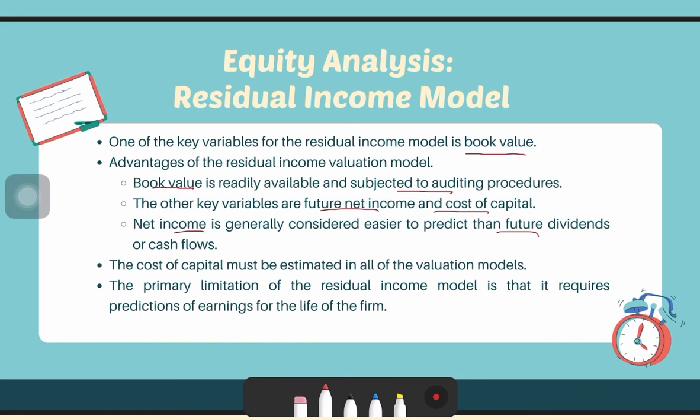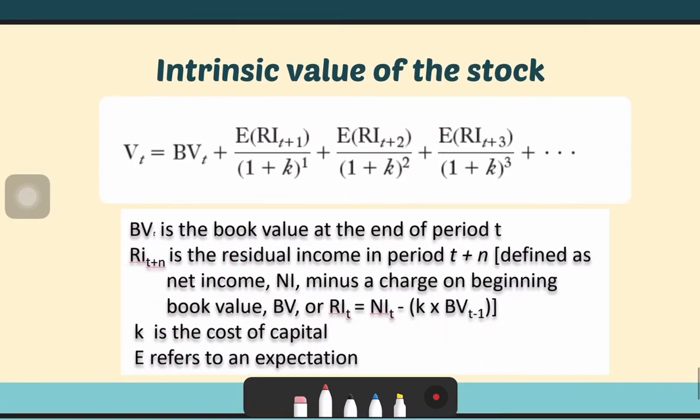Okay, and then the cost of capital must be estimated in all of the valuation models, and the primary limitation of the residual income model is that it requires predictions of earnings for the life of the firm. So this is the formula to calculate the intrinsic value of the stock using the residual income model. V_t is the value of the stock, BV is the book value, RI is the residual income for the period t plus n, k is the cost of capital, and E refers to the expectation.